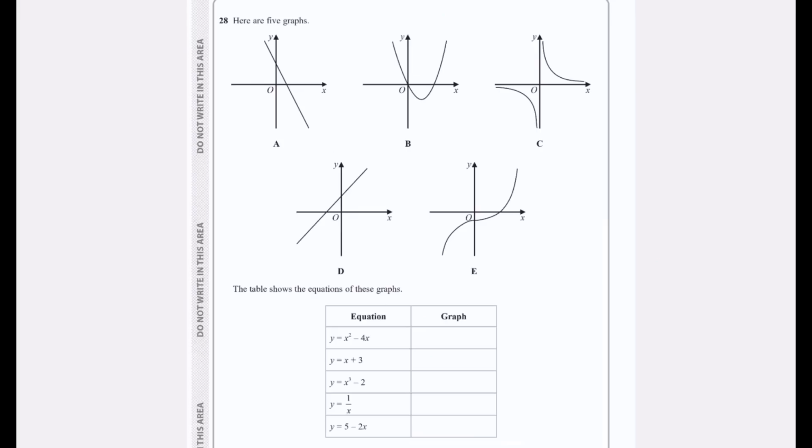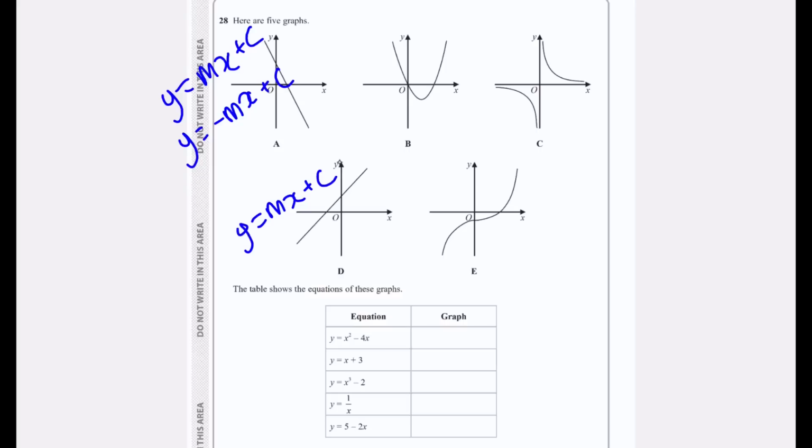Question 28. Here are 5 graphs and 5 equations. We need to match them together. So the first one is a straight line graph, which is in the form y equals mx plus c. It's got a negative gradient, so it's going down. For every one it goes across, it goes down. So it's going to have a negative gradient. And D is also a straight line graph, but that one will have a positive gradient.